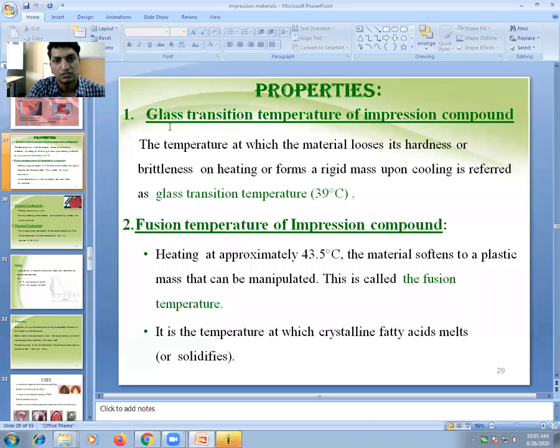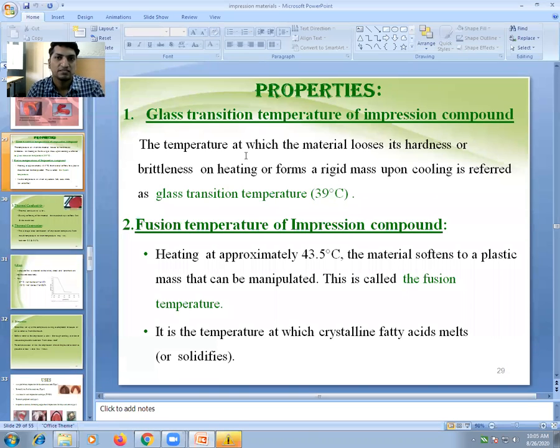First is glass transition temperature. The second is fusion temperature. Glass transition temperature means what? The temperature at which material loses its hardness or brittleness on heating and from the heated mass upon cooling is referred to as glass transition temperature. This is 39 degrees centigrade, you have to remember this, it will also be asked in MCQ. What is the glass transition temperature of impression compound? It is 39 degrees centigrade. Now this means what?